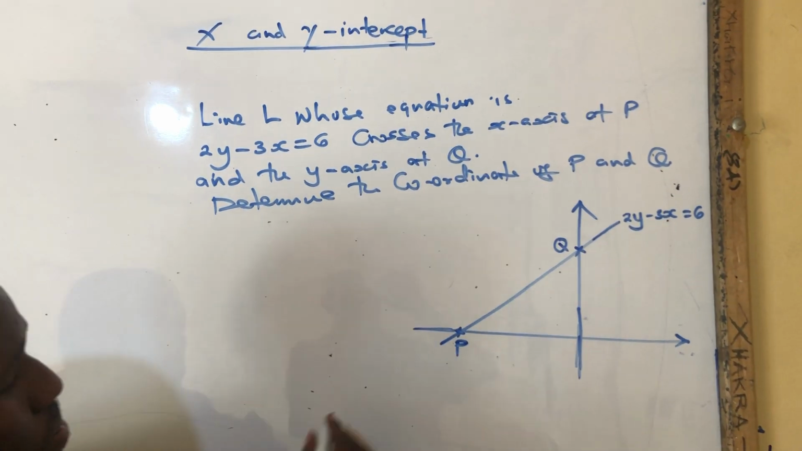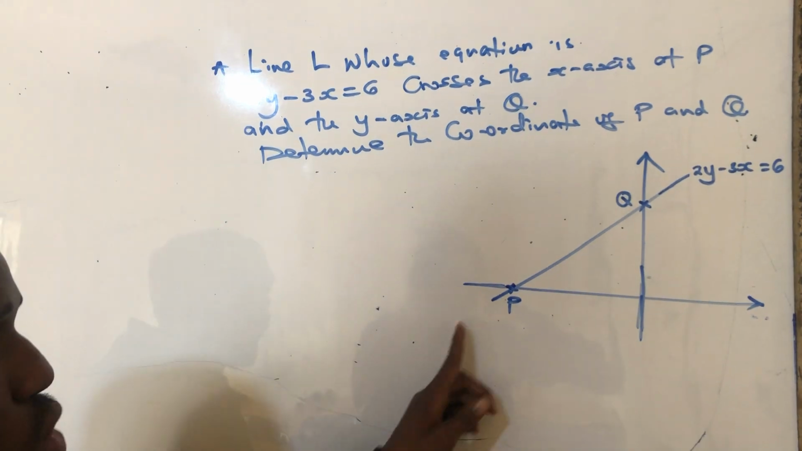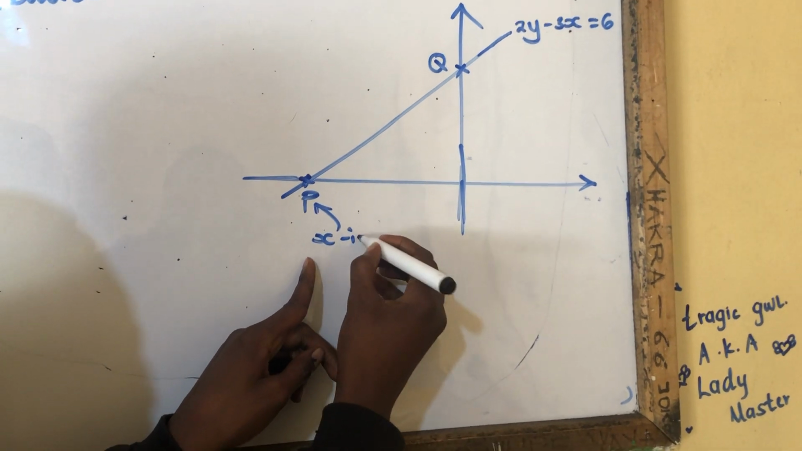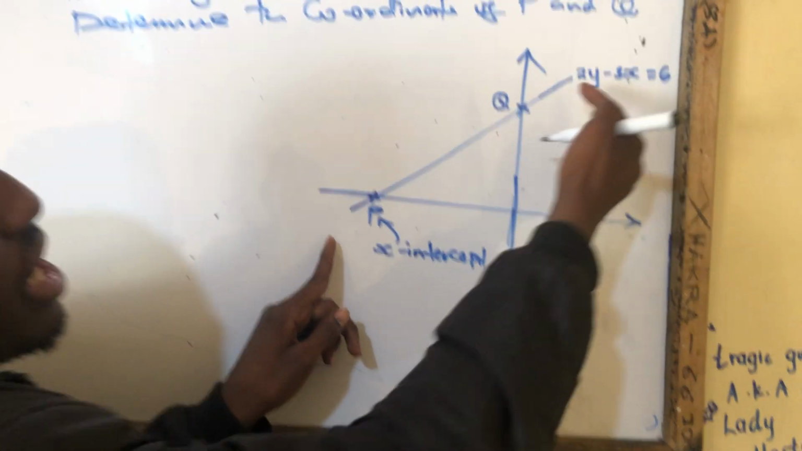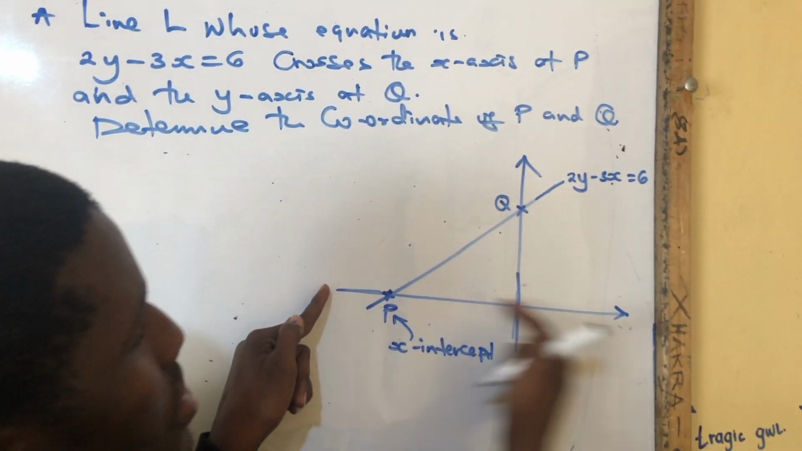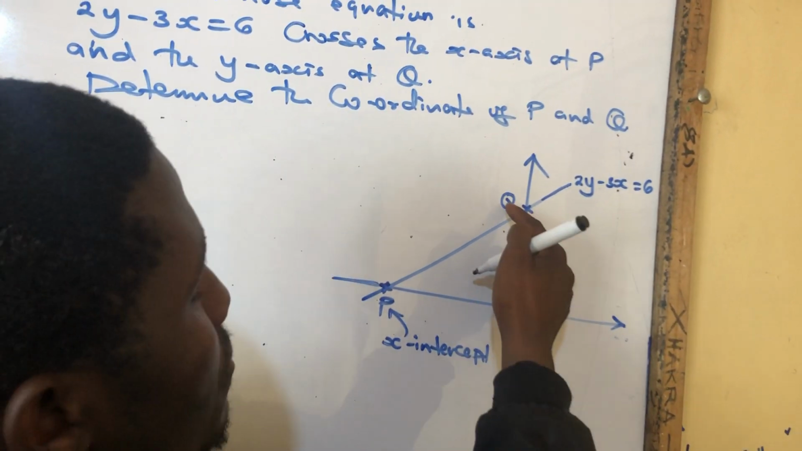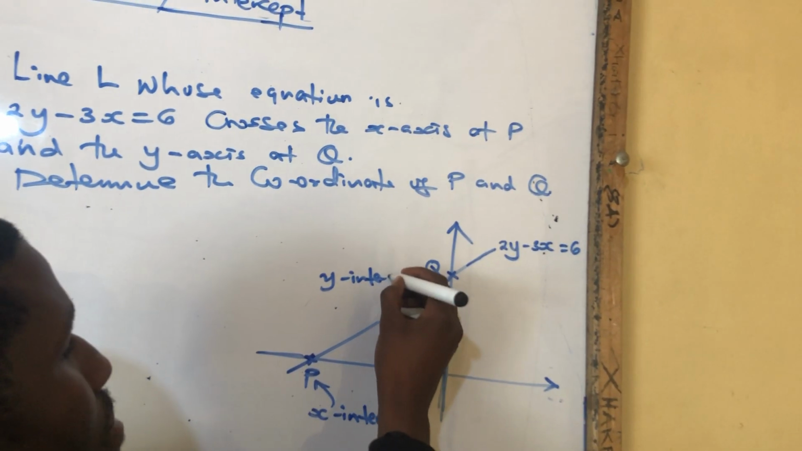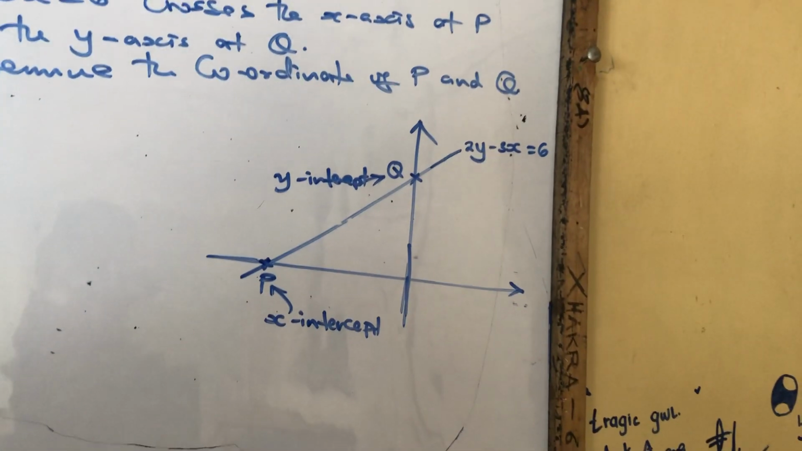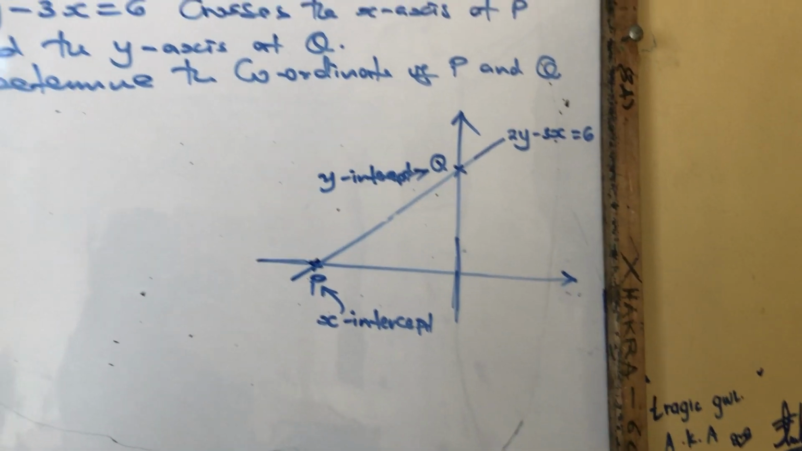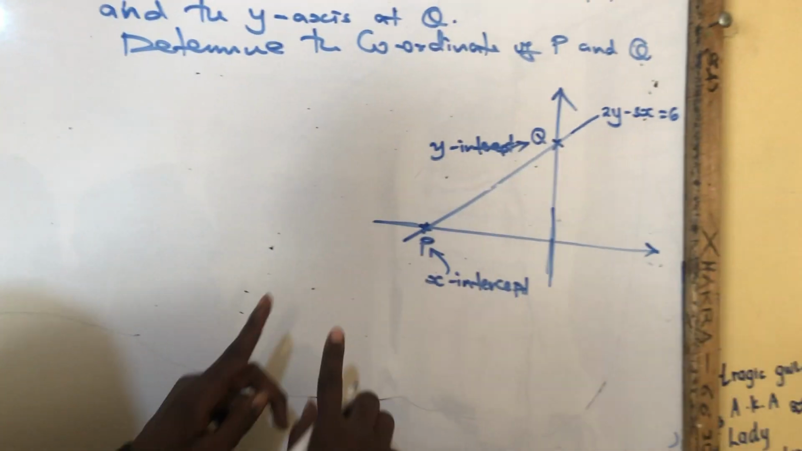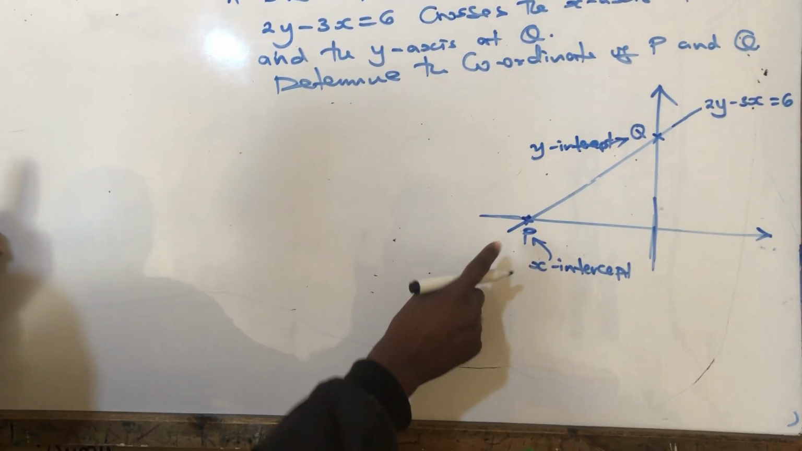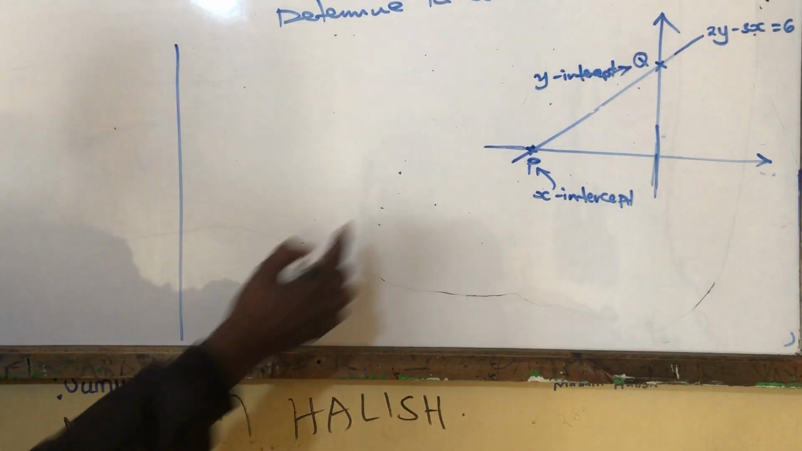Do take note, P is what we refer to as the x-intercept, because it is the point where our line is crossing the x-axis. Then as for Q, Q is what I'm referring to as the y-intercept. What do we need to know about P ahead of time?